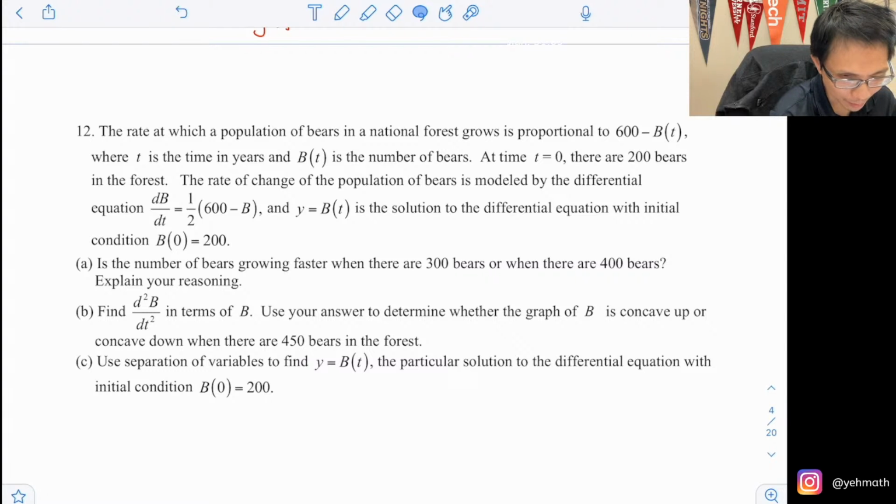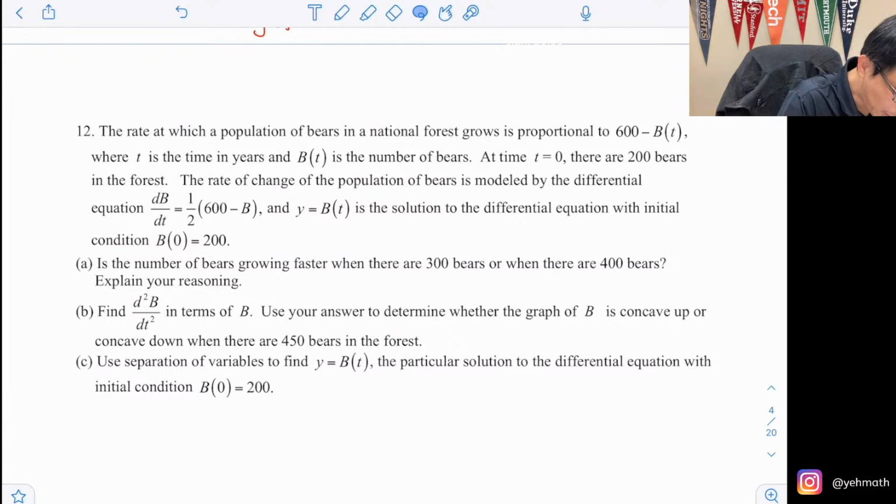The rate at which a population of bear in a national forest grows is proportional to 600 minus B of t, where t is the time in years and B of t is the number of bear. At time 0, there are 200 bear in the forest. The rate of change of the population is modeled by the differential equation dB/dt equals 1/2 times (600 minus B), and y equals B of t is a solution of the differential equation with initial condition B of 0 equals 200. Is the number of bear growing faster at 300 bear or 400 bear?